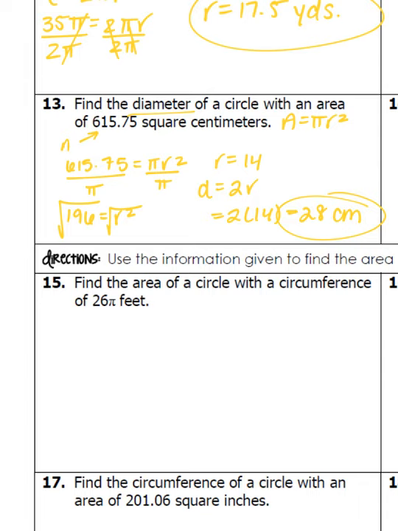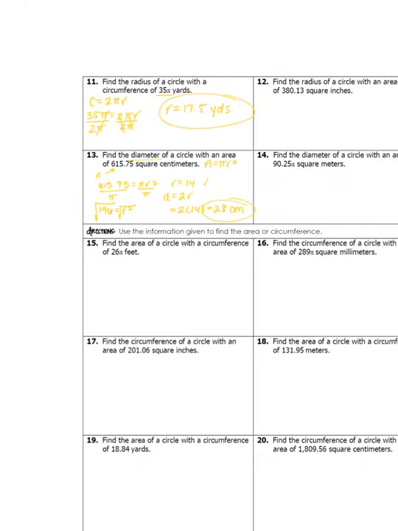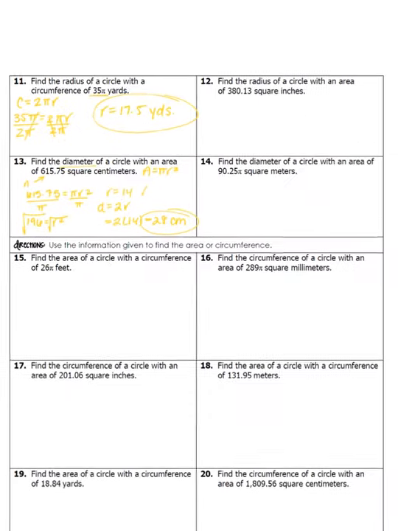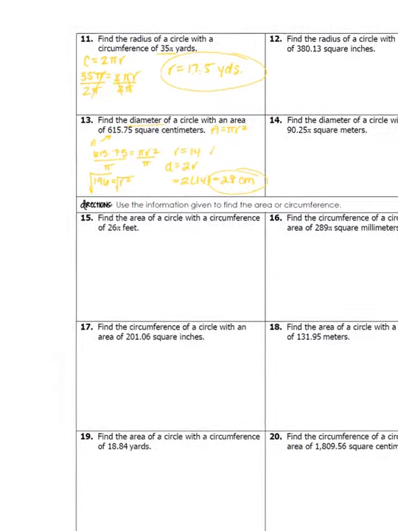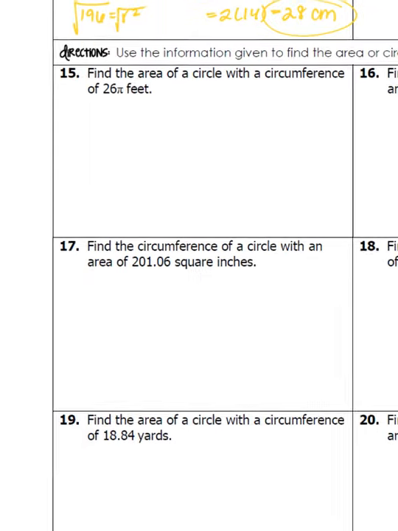All right, so if they just asked for the radius, we'd be able to stop here. But since they asked us for the diameter, we needed to take the radius and multiply it by 2. Okay. You guys are going to do the even, so let's try number 15.